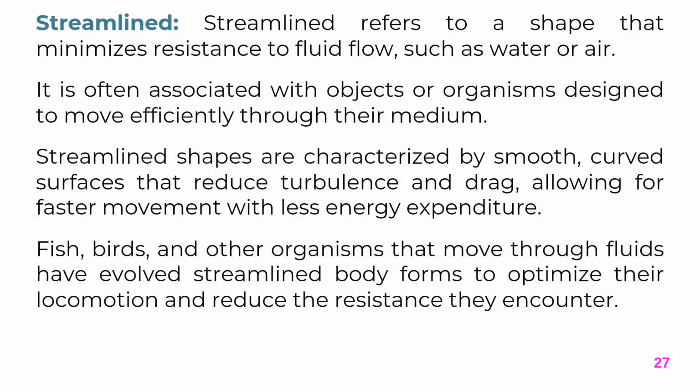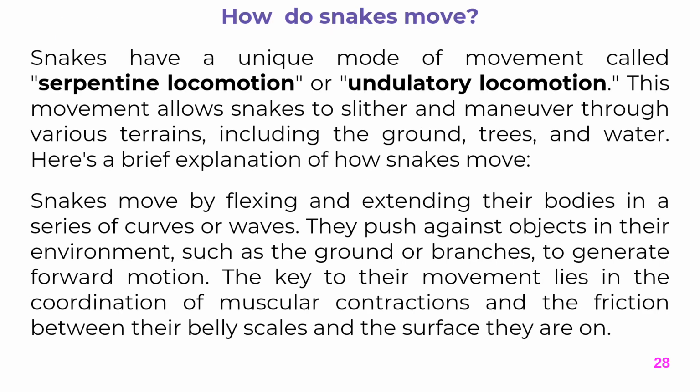Streamlined. Streamlined refers to a shape that minimizes resistance to fluid flow, such as water or air. It is often associated with objects or organisms designed to move efficiently through their medium. Streamlined shapes are characterized by smooth, curved surfaces that reduce turbulence and drag, allowing for faster movement with less energy expenditure. Fish, birds, and other organisms that move through fluids have evolved streamlined body forms to optimize their locomotion and reduce the resistance they encounter.